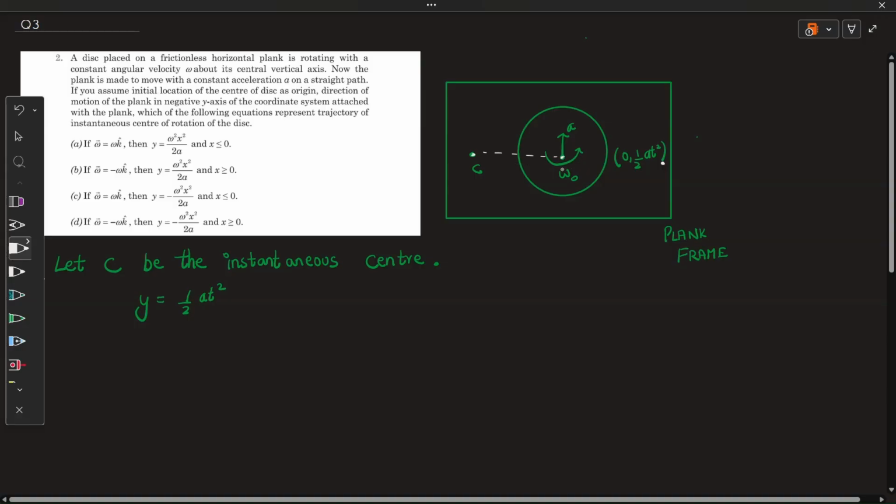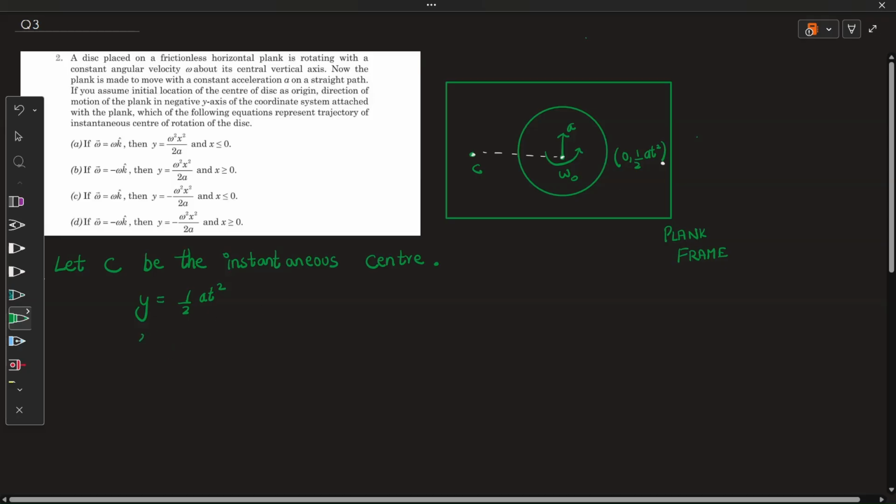Just pause this video and intuitively verify yourself. If you have doubts, then comment. Now, in order to compensate this particular vertical velocity here, as we are speaking about the instantaneous center, we are just shifting it in the horizontal direction, either this direction or this direction. Both are okay. So the y coordinate should be the same as they lie on the same horizontal axis, which is y is half at square.